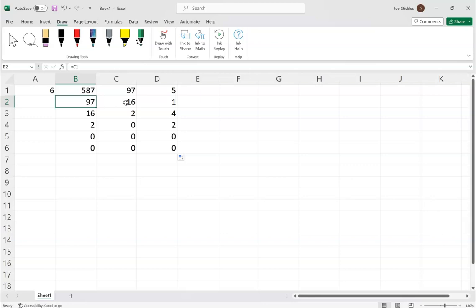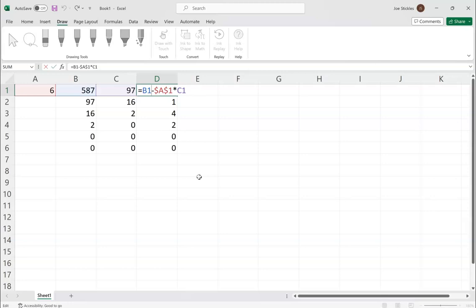D1. Oops. That is that one. So that's figuring out what the remainder is. So it's taking the number you started with and subtracting off the quotient times what you divided by. So that'll give you the remainder.